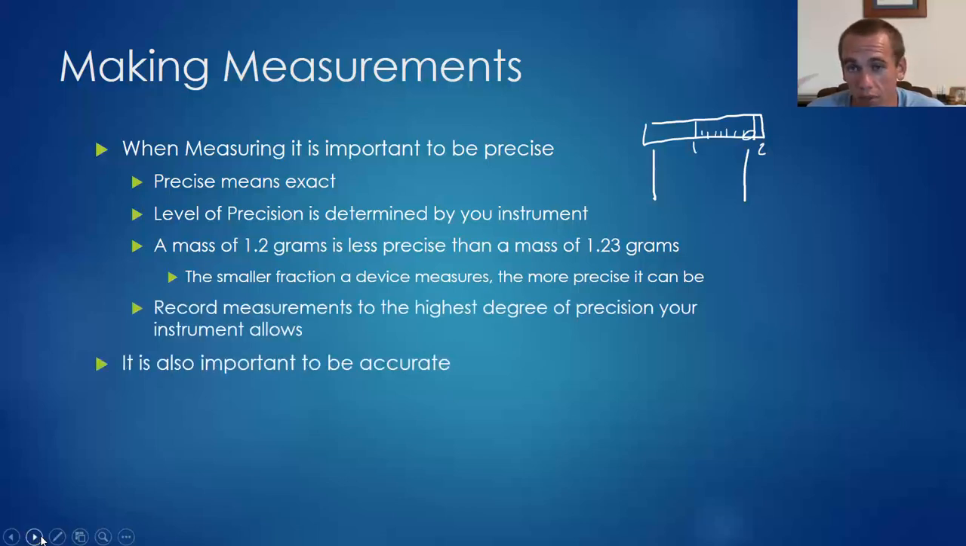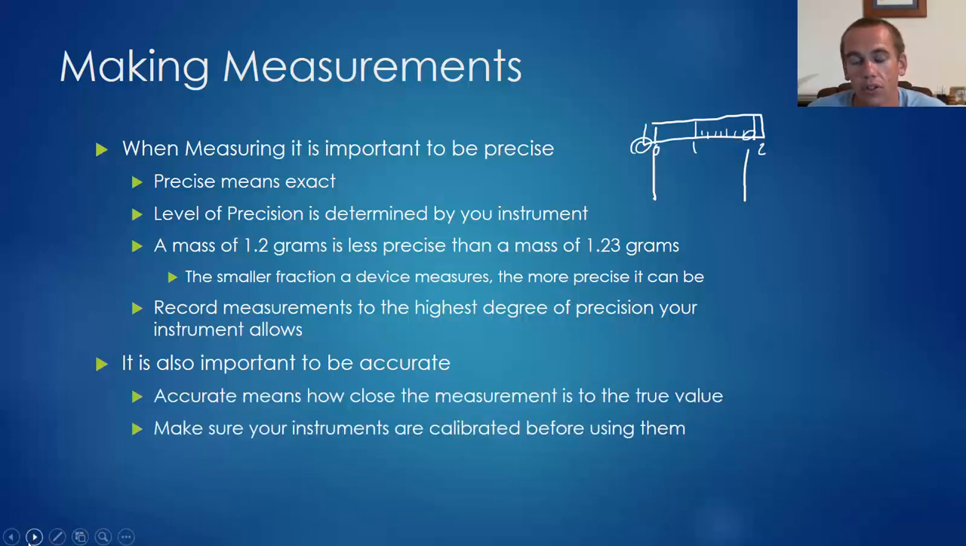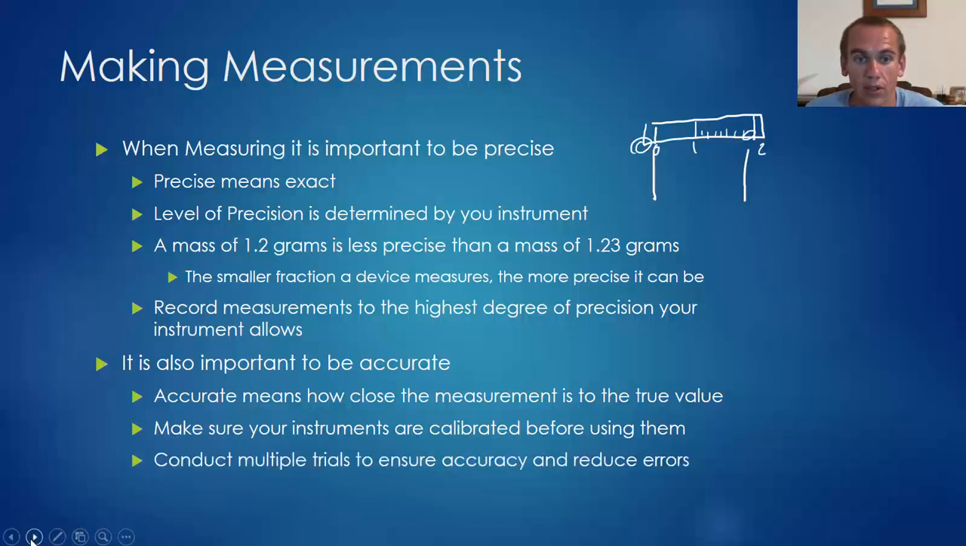Then it's also important to be accurate, which means that if this is the 0 mark right here, we don't start measuring from the edge of it. So use your tool correctly as well. Accurate means how close to correct you are. Precise means how exact you are. So make sure you're measuring carefully, and that if you're using something that has to be calibrated before you use it, like a balance or a scale, it reads 0 when there's 0 mass or force applied to it.